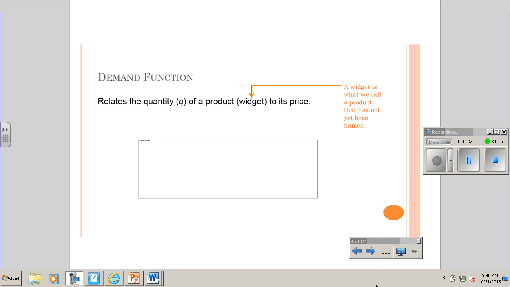So let's talk a little bit about the demand function. Demand function is going to relate the quantity of a product, which we usually use Q, which means the quantity, the amount, and we say widget, which is your first vocabulary in this section. Widget's what we call a product that hasn't yet been named. So if you're producing something, you haven't named it yet, so you just call the widget. Okay.